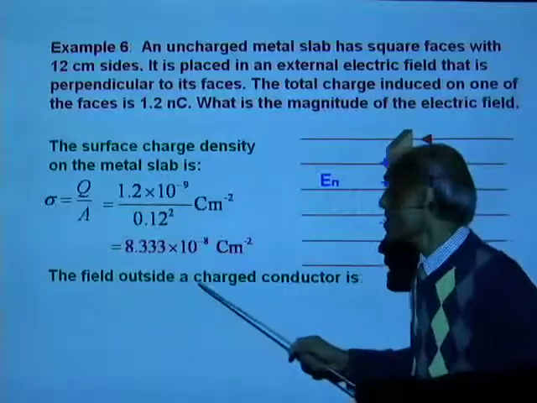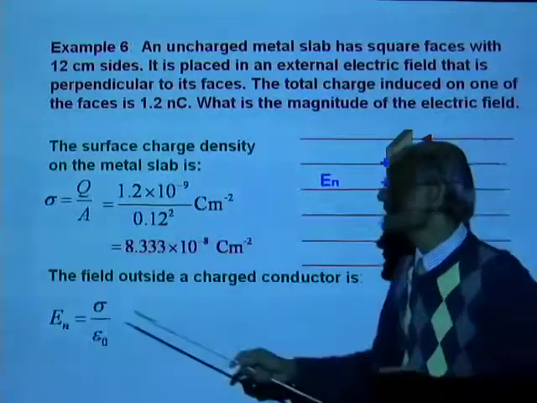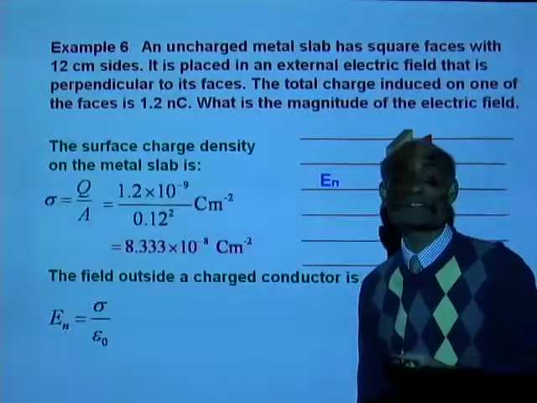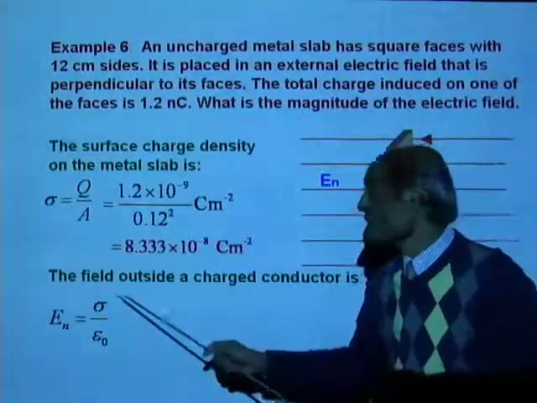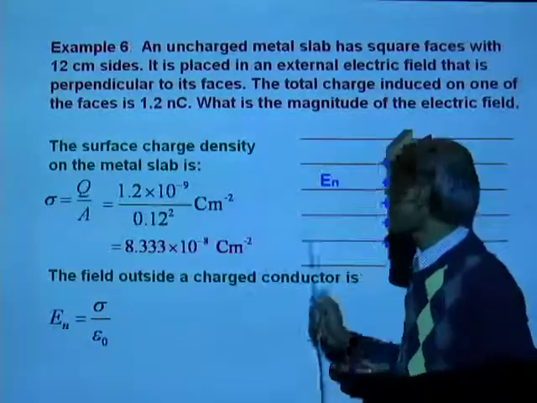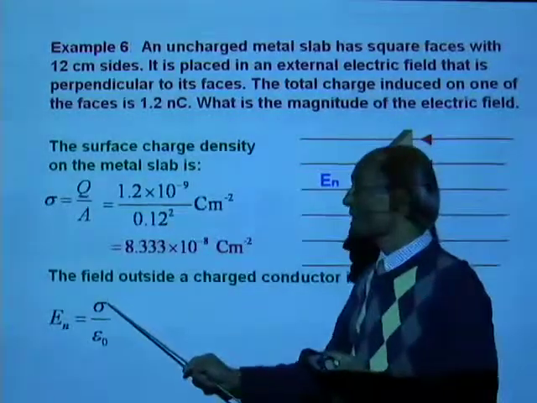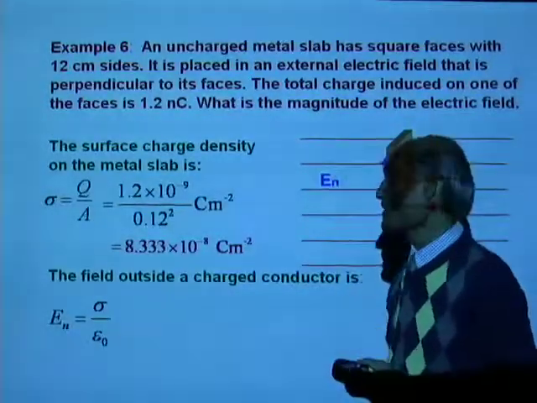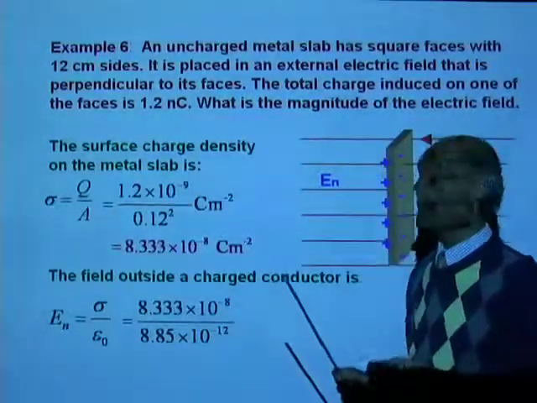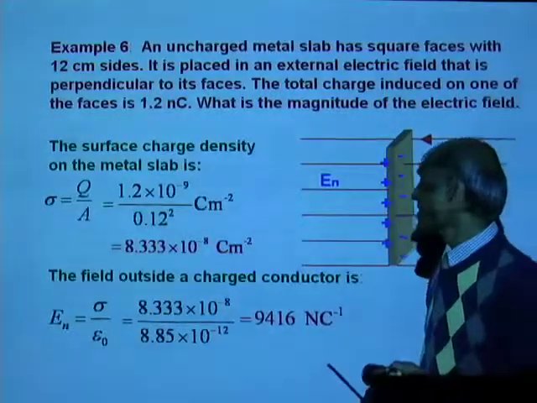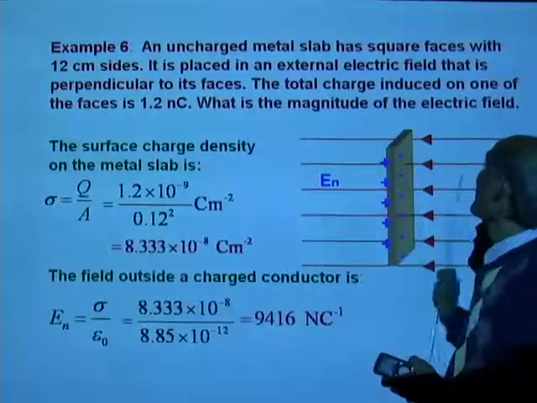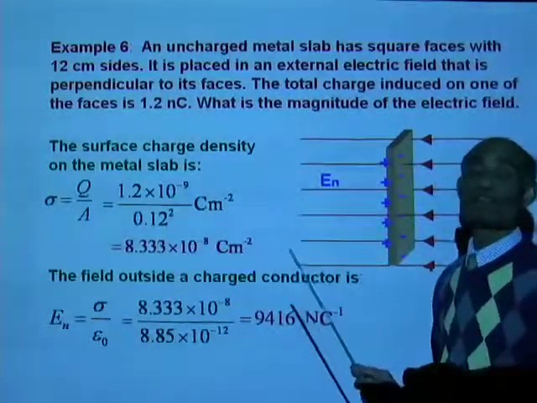Now, the field outside a charged conductor is E equal to sigma over epsilon naught. Well, if you don't remember this, you need to remember this. The electric field outside a charged conductor is sigma over epsilon naught, and sigma we just calculated, epsilon naught we know. Therefore, that will be 9,416 Newton per coulomb, which is the intensity of that electric field.